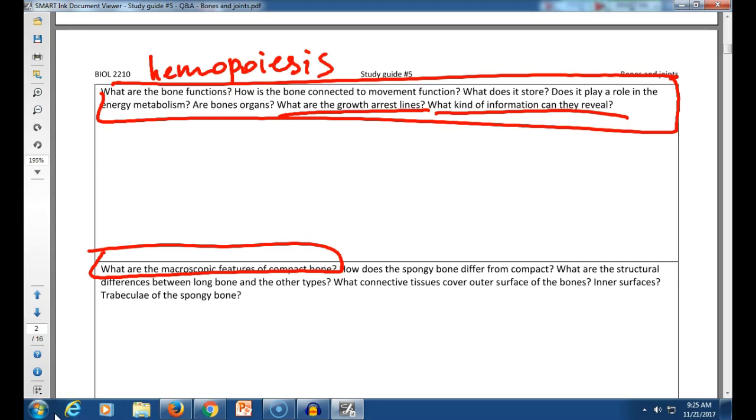Epiphysis are filled with spongy bone. On the outside, it's compact. The outside surface of any bone is covered with compact bone, but on the surface of the compact bone is periosteum. All the inner surfaces are covered with endosteum. What's the difference between endosteum and periosteum?